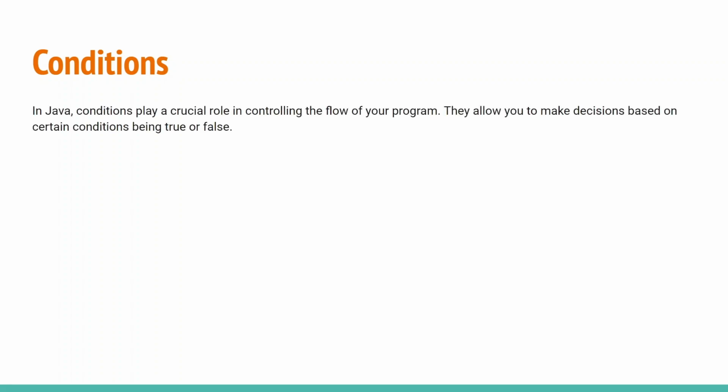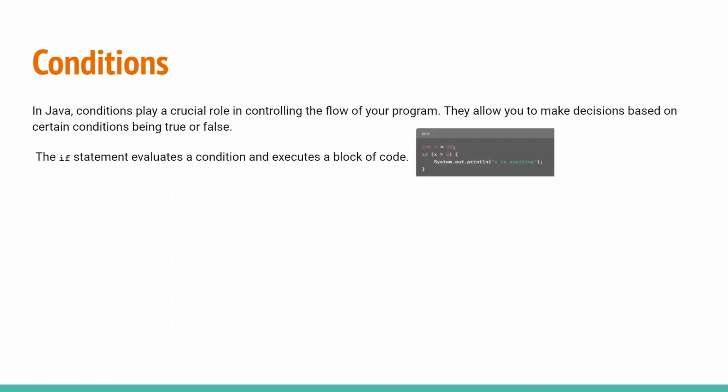Let's move on to the next section, that is conditions. Conditions play a crucial role in controlling the flow of a Java program. If statement, if is one of the conditions. Here you can see in the code snippet, we define the variable x, int x equal to 10. Here we are having this condition check, is x greater than 10? If x greater than 10, execute this block.